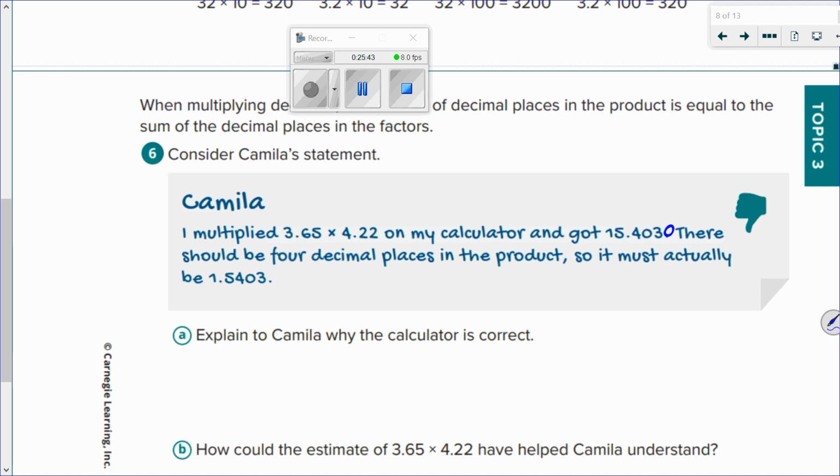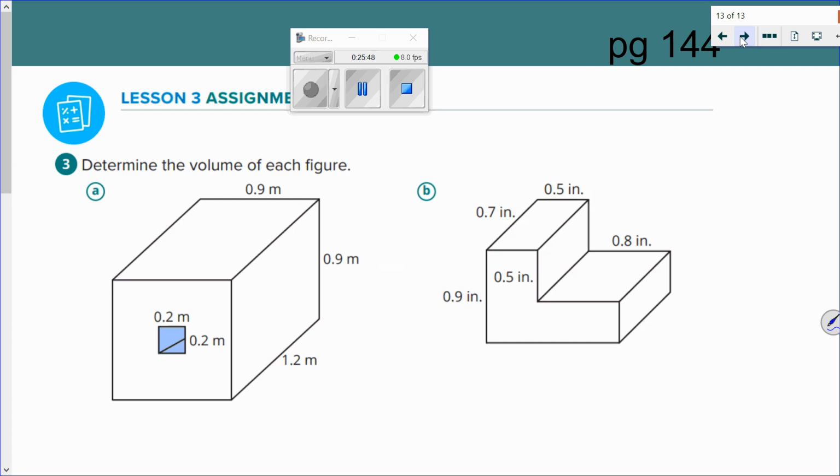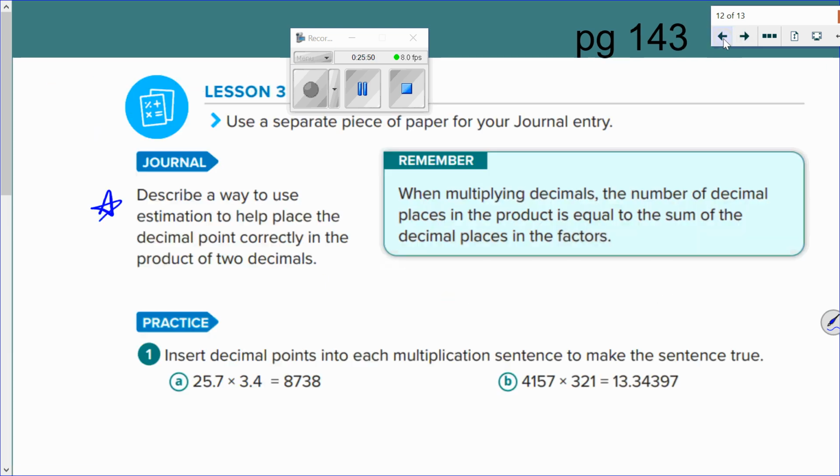Okay, let's turn to our homework. Page 145. No, 143. Oh, I couldn't read my own handwriting without my glasses. Okay, guys, don't forget your journal entry. Second quarter, I'm no longer taking homework if you don't have your journal entry. Okay?